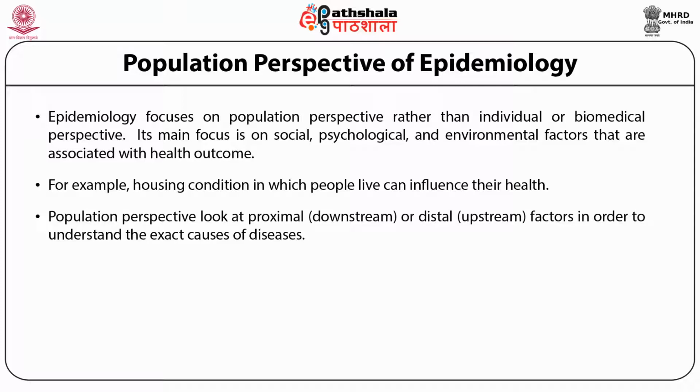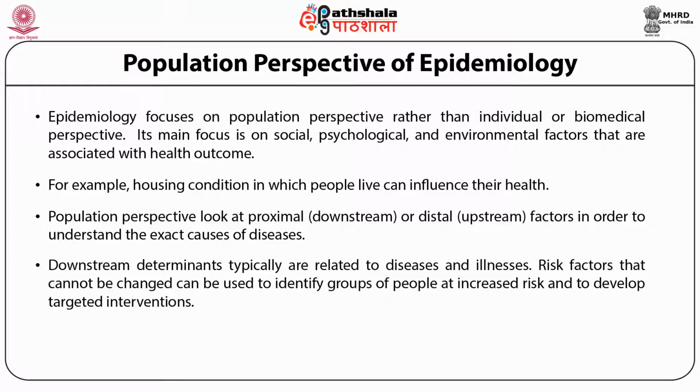Population perspective looks at proximal or downstream or distal upstream factors in order to understand the exact causes of disease. Proximal or micro-level factors include physiological and biological factors such as genetic makeup, age, ethnicity, gender, and immune status. Downstream determinants typically are related to diseases and illnesses. Risk factors that cannot be changed can be used to identify groups of people at increased risk and to develop targeted interventions.